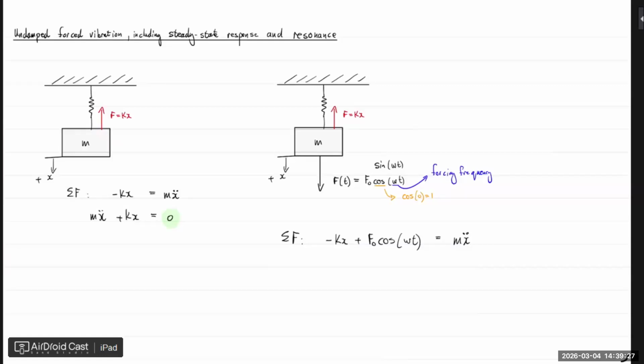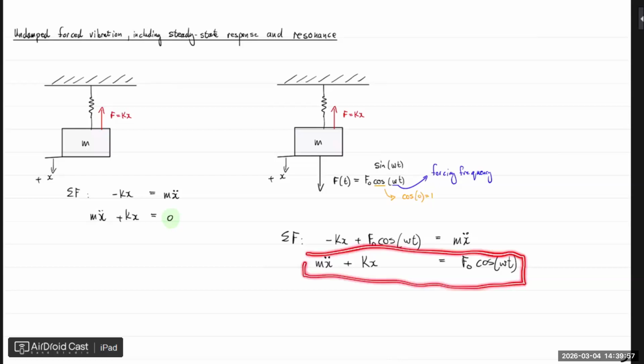And we take everything to one side. So we have m x double dot plus k x, which is equal to F0 cos ωt. As you can see, we don't have any damping coefficient yet. That's next week's work. Usually there would have been an extra term, and we'll talk about that in a moment. So this is a differential equation that you've done in APPM 212, and it's non-homogeneous, right?